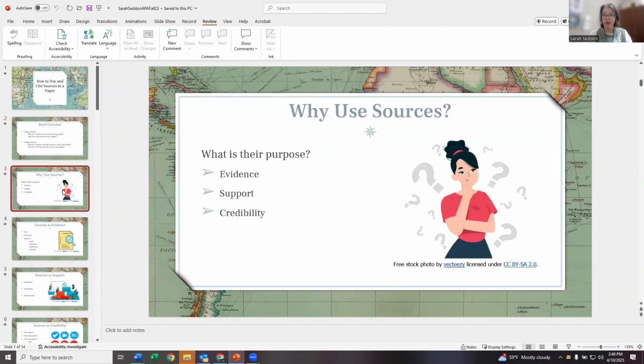So, first, why do you need to use sources? What is their purpose? The answer to that is that a source is typically used for three reasons. One, it serves as evidence. Two, it provides support. And three, it adds credibility.